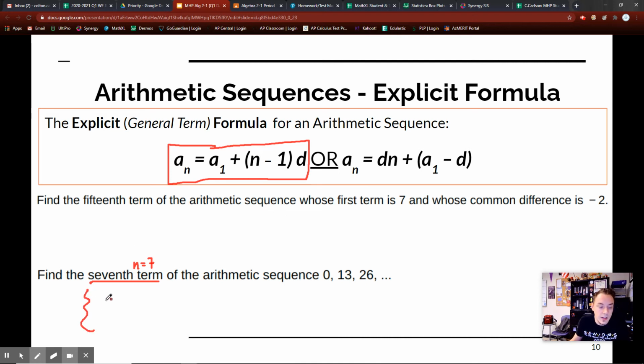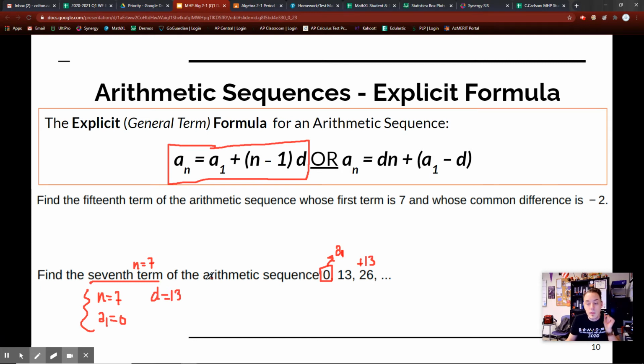So let's go over here. Let's list out our variables. I already have n equals 7. What's my first term? My first term is literally hidden in plain sight. It is this first number. That is my first term. Who would have thunk? The first term is the first number. Okay, so a sub 1 is 0, so I'm going to write that down. And then what is my common difference? Same thing. How do I get from 0 to 13, 13 to 26? You should say plus 13. So that means it's plus 13.